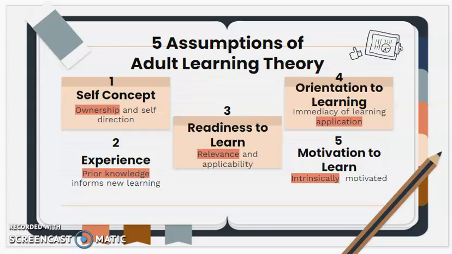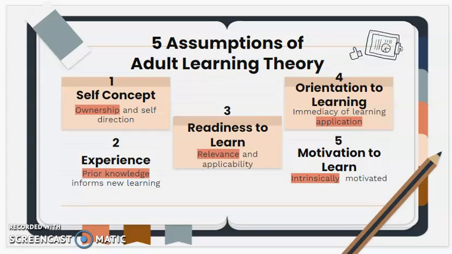Each of these assumptions speaks to the ways in which adults learn and the ways in which we as educators can alter the learning process in small ways to best support their education. The assumptions we're going to focus on are self-concept, experience, readiness to learn, orientation to learn, and motivation to learn.